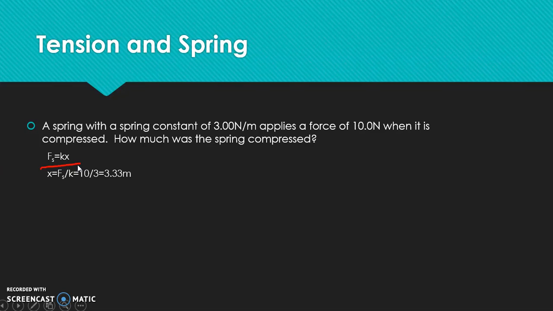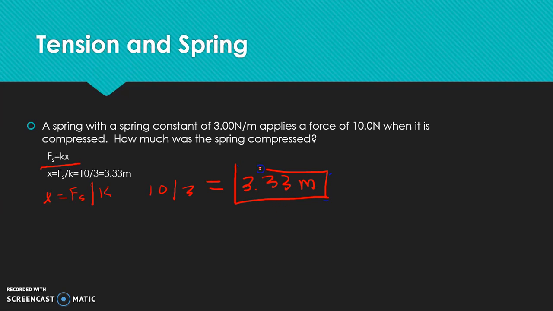So we are going to basically just rewrite the formula, asking for how much that spring is compressed. We know those two variables. We plug into the formula, 10 divided by 3, and we should get 3.33 meters. That's going to be the distance that the spring is compressed. That's my spring drawing.